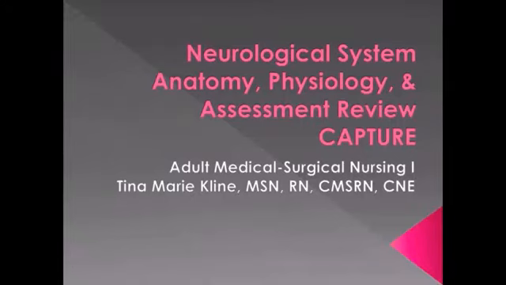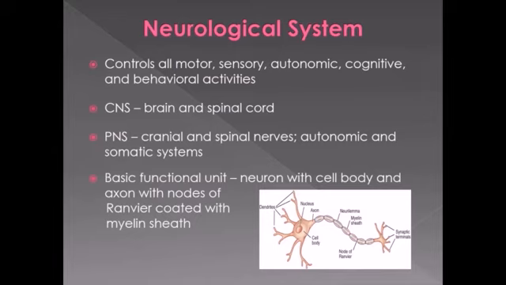In this capture, we're going to do a review of the anatomy, physiology, and assessment of the neurological system. So looking at the neurosystem, you want to keep in mind that it controls all motor, all sensory, autonomic, cognitive, and behavioral activities. It literally is the control center of the body.